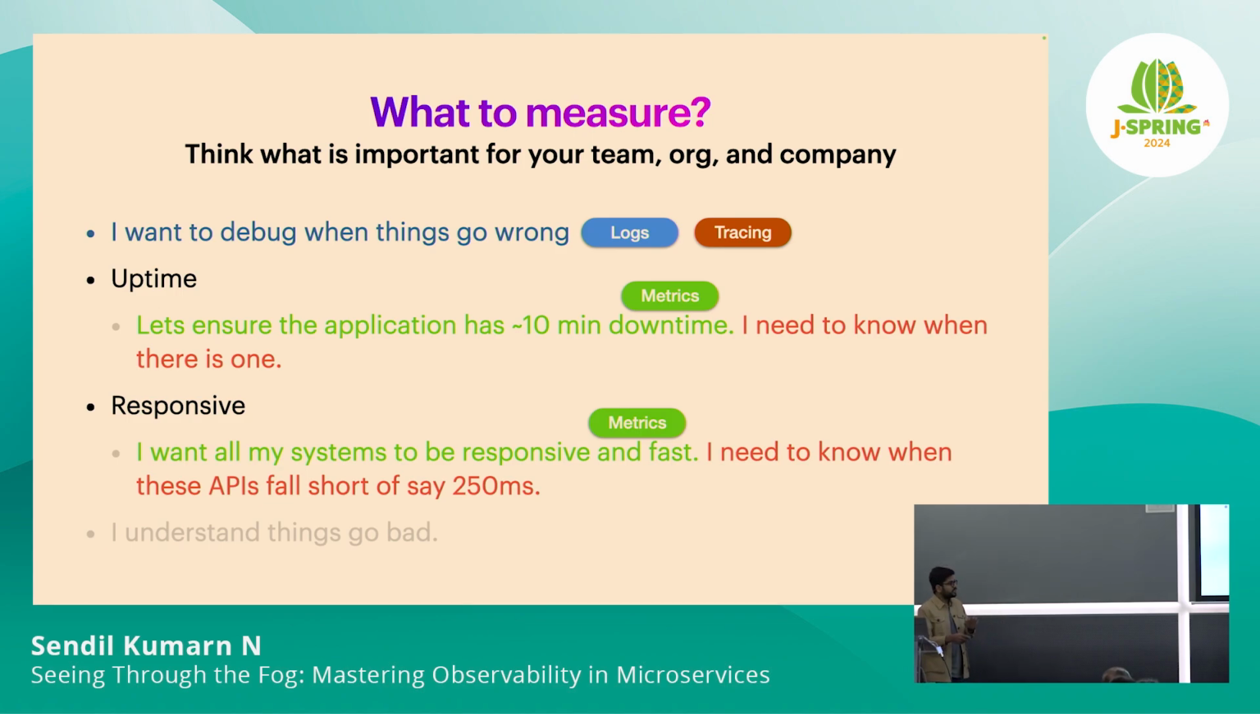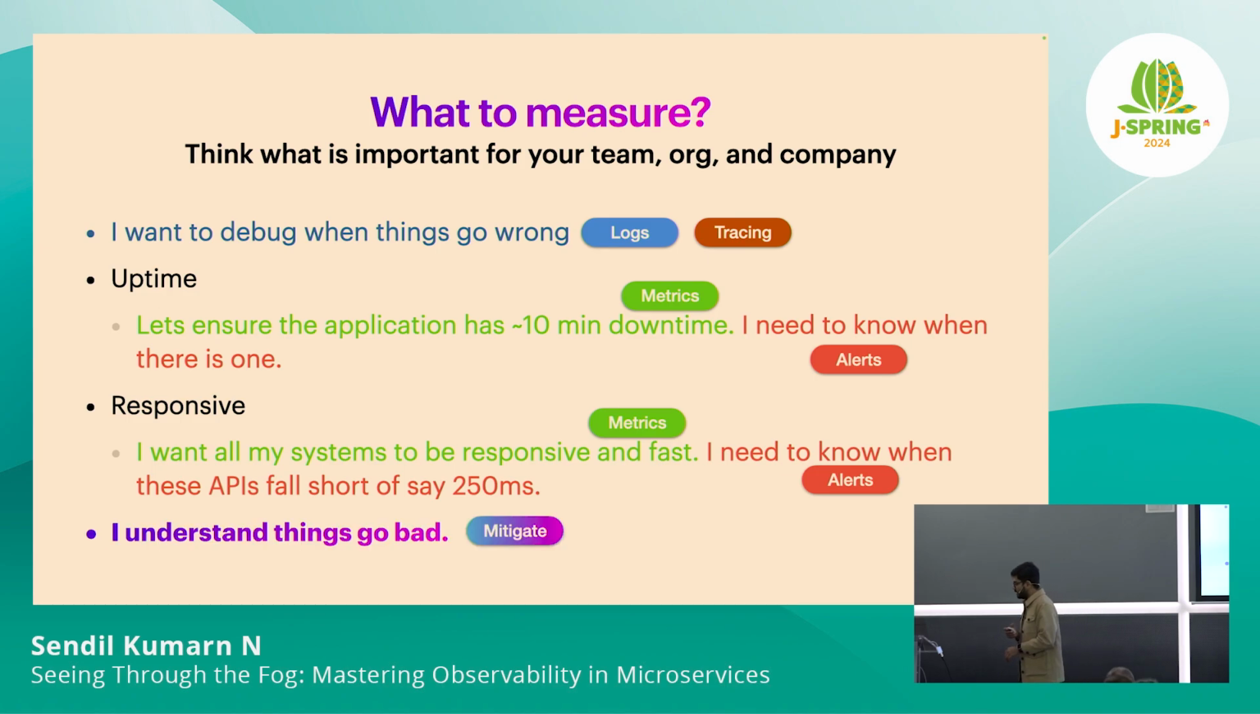All right, so you understood that we have alerts, which make it easier for you to understand when there's an outage or something like that. That's great. That's where alerts will help you. And the last and most important thing is you have to understand that things will go bad for sure. And when it goes bad, all you have to do is try to mitigate.